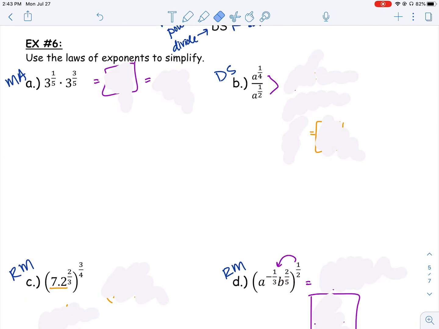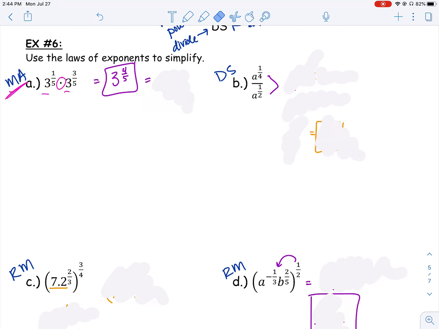Look at example 6 with me. Use the laws of exponents to simplify. A says we have 3 to the 1/5 times 3 to the 3/5. You notice that our bases are the same, they're both 3's, and we're multiplying. So I can combine those like bases by adding their exponents. I have a 1/5 plus a 3/5. They're fractions, and I'm adding, so I need a common denominator. I already have a common denominator here, so that's nice. So what is 1/5 plus 3/5? I have 3 to the 4/5.